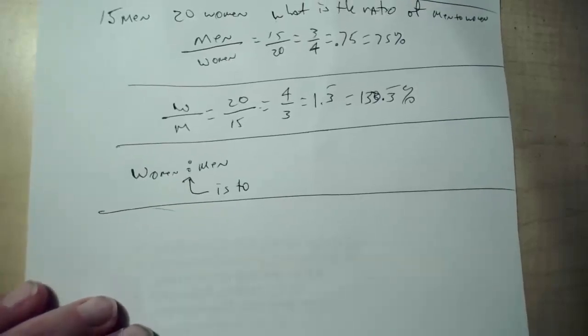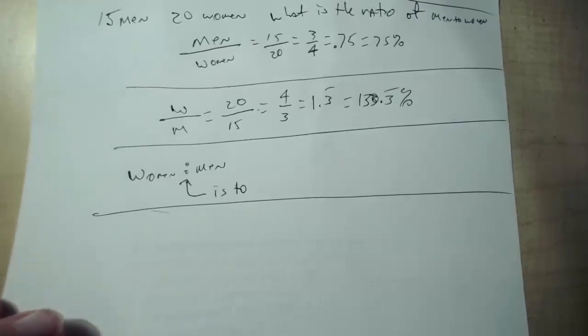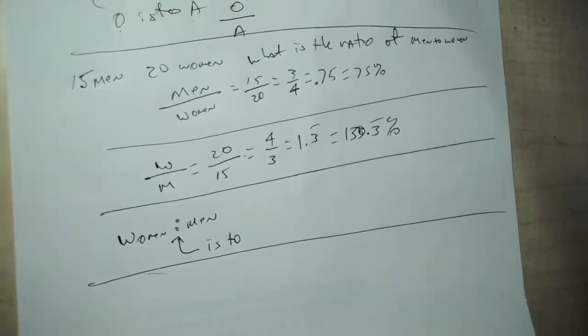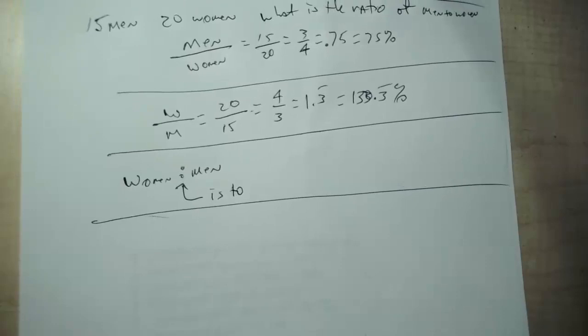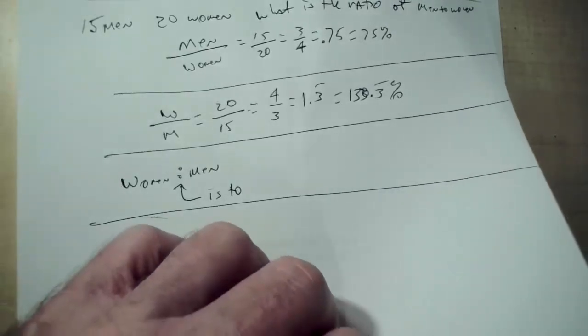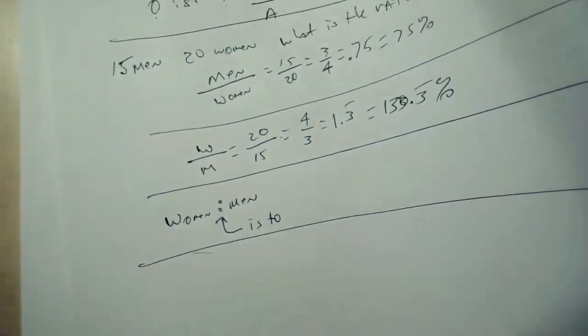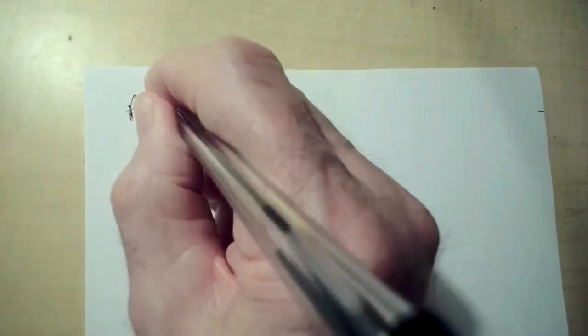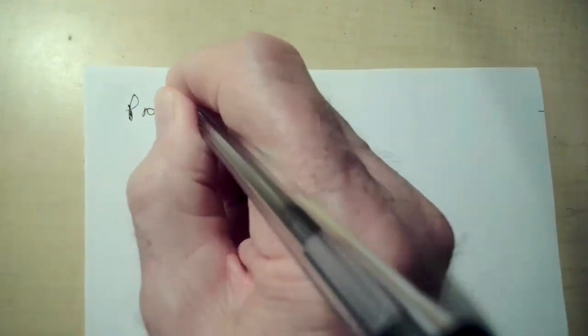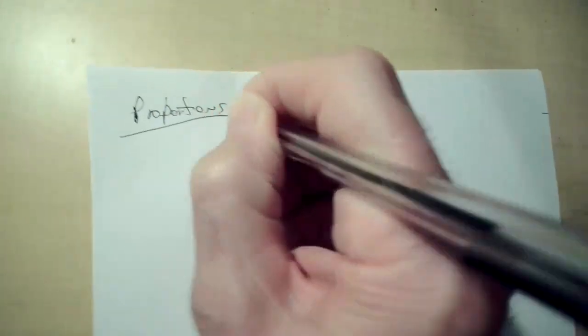Ratios are really very simple. It's just one of those things where the definition of the terms, the words, are kind of unusual. Okay. Now proportions. Proportions are something that you might actually use in real life. Proportions basically are ratios.